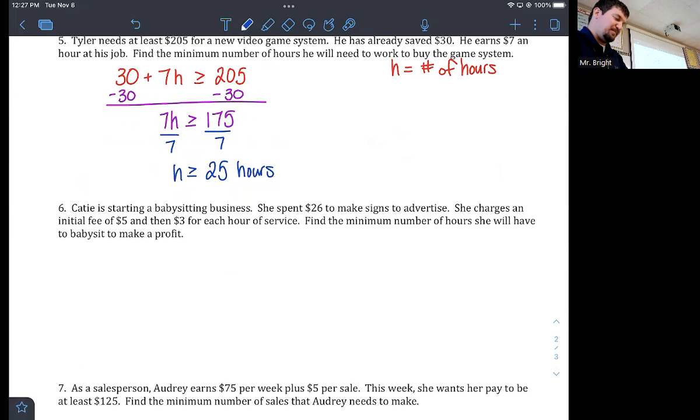This is pretty cheap. This is not realistic. I don't know about you girls, but if you were babysitting, $5 and then $3 every hour. I quit.